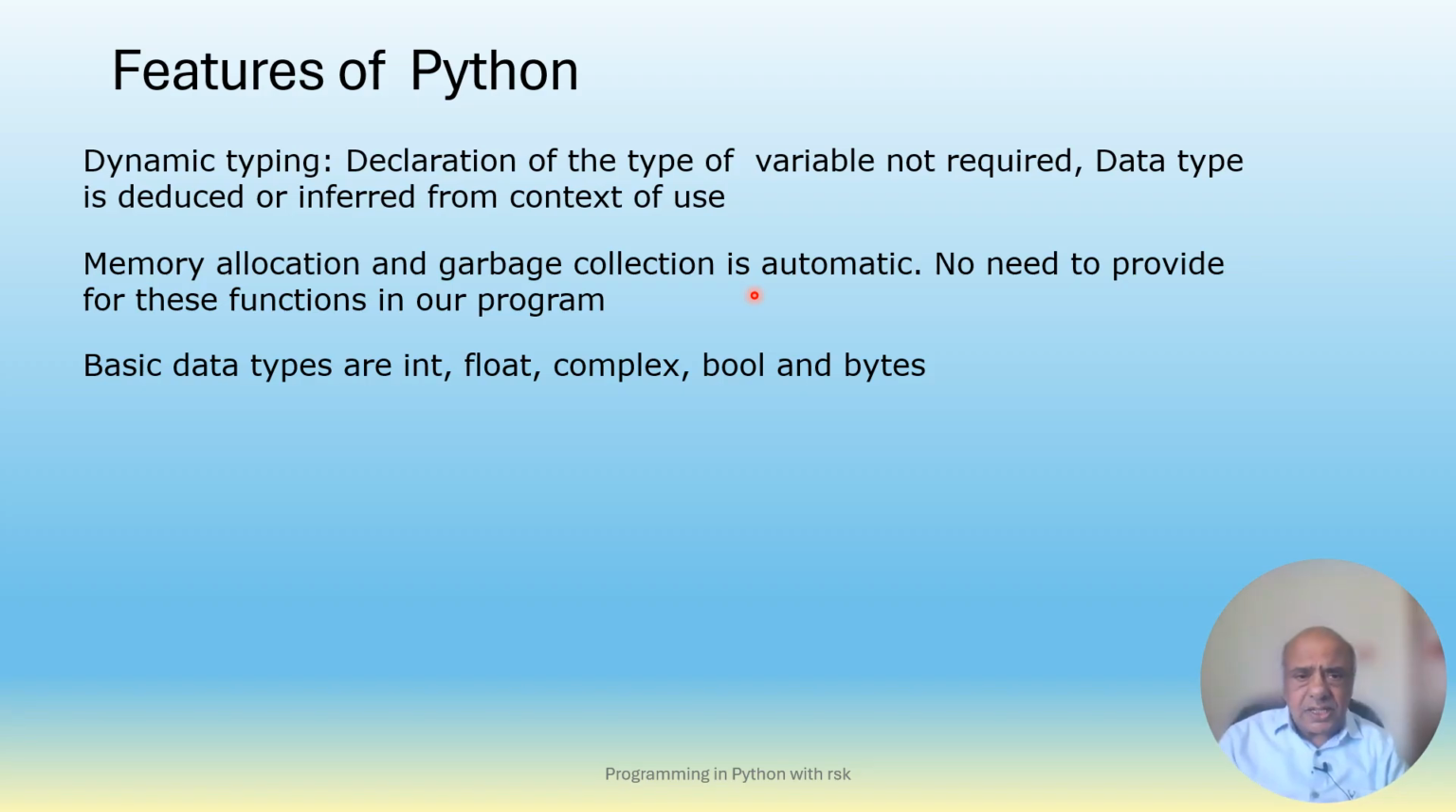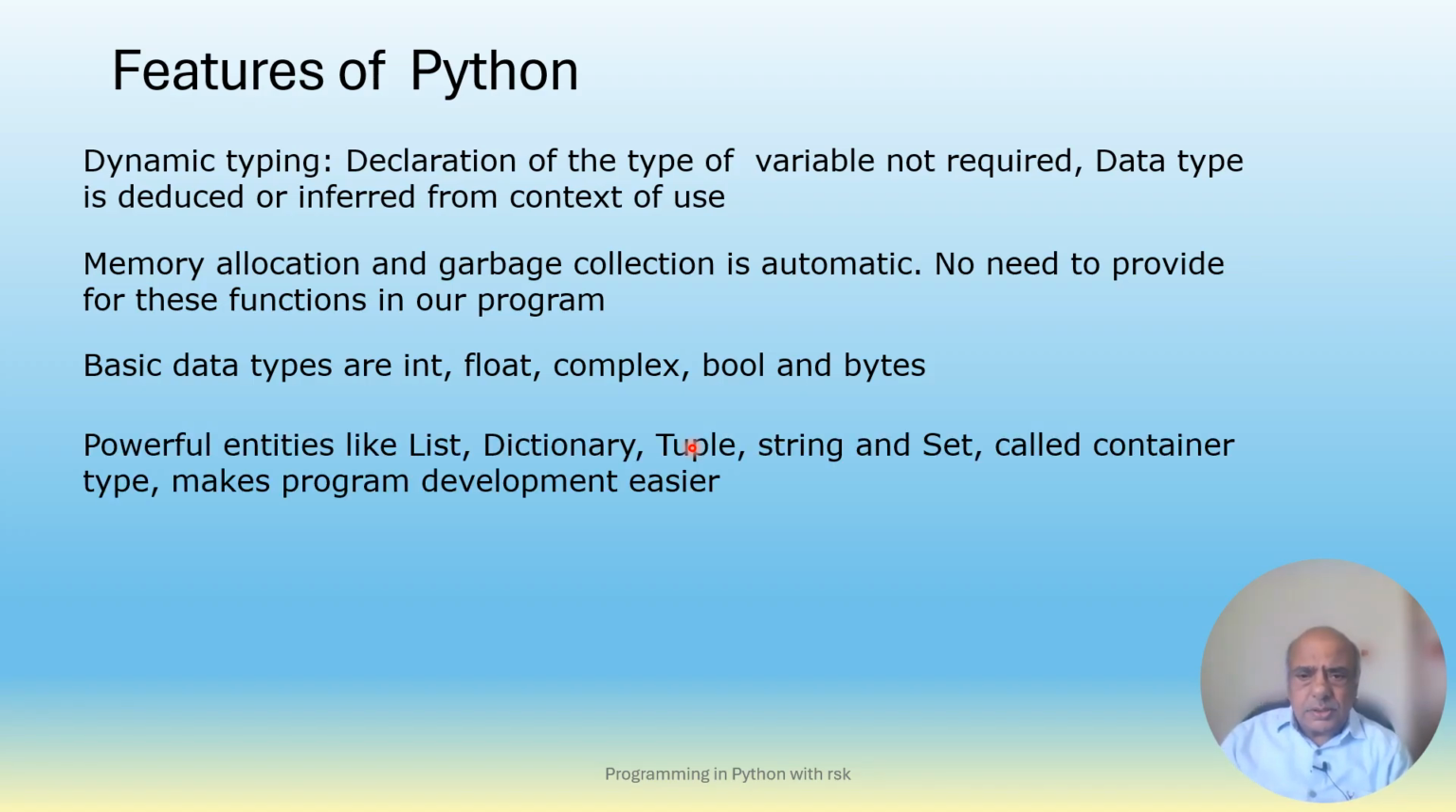Python has basic data types: int, float, complex, bool, and bytes. What we can see here is, as in C or C++, there is another data type which is called char, C-H-A-R. That data type is not available or is not required in Python while programming our application. There are other data types which are very powerful entities which are called collections.